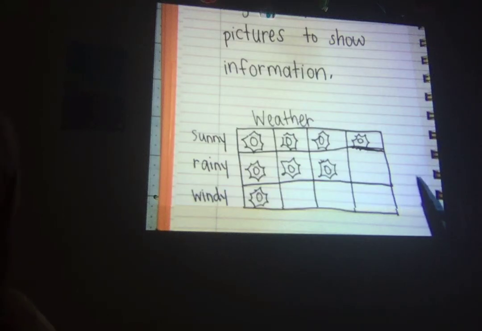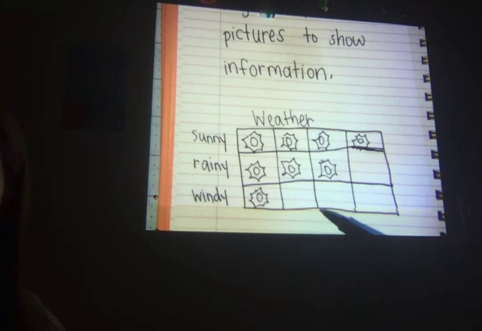And hopefully, now that you've watched this video, you understand how a picture graph works. Feel free to watch this video again if you're still a little bit confused. And if you have any questions, make sure you message me on Class Dojo so that I can help you.